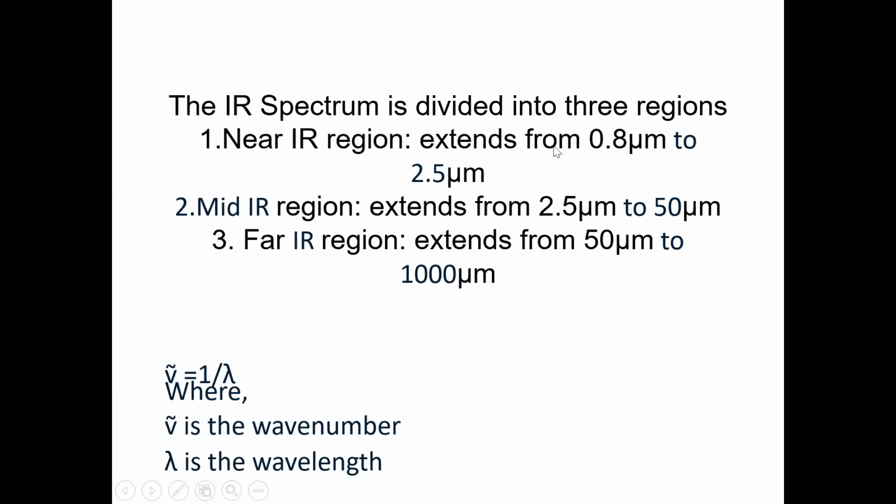The IR spectrum is divided into three regions. The near IR region extends from 0.8 micrometers to 2.5 micrometers. This is the wavelength range for the near IR region. For the mid IR region, the wavelength range is 2.5 to 50 micrometers. And for the far IR region, the wavelength range is 50 to 1000 micrometers. You can calculate the wave number from the wavelength by using this formula: wave number is equal to 1 divided by wavelength.